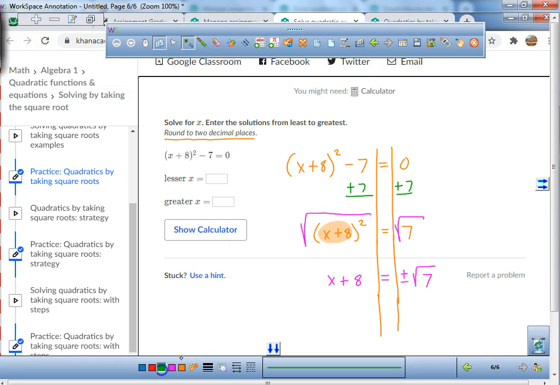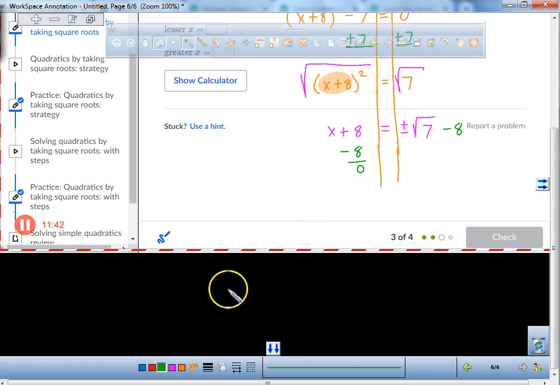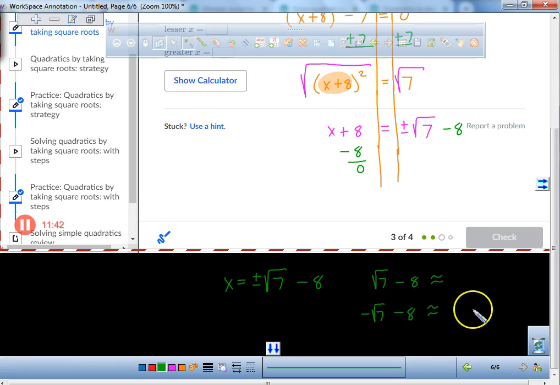All right, we have 2 more steps, and that's it. Now, we just take away 8 from this side. We take away 8 from this side. So this zeroes out. So my answers for x are going to be x equals plus or minus that radical 7 minus 8. So we have 2 answer choices. One answer choice, we're going to take the positive square root of 7, take away 8. The other one, we're going to do the negative radical 7 and take away 8. So we need to find the answer choices to both.